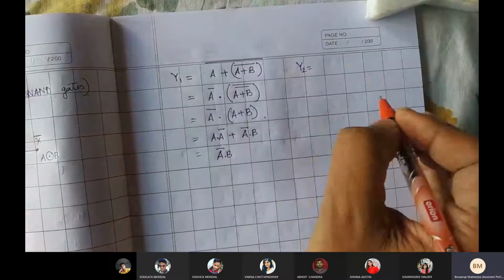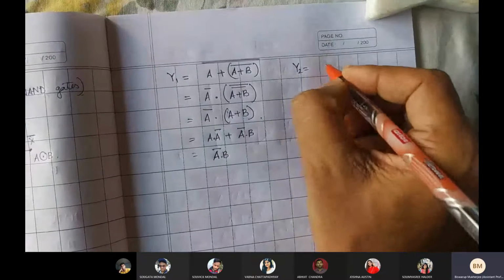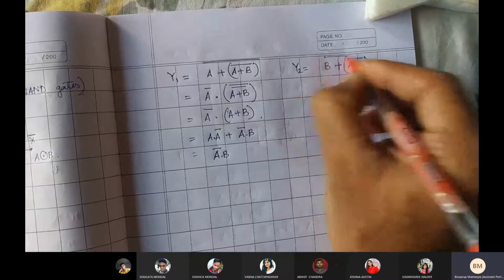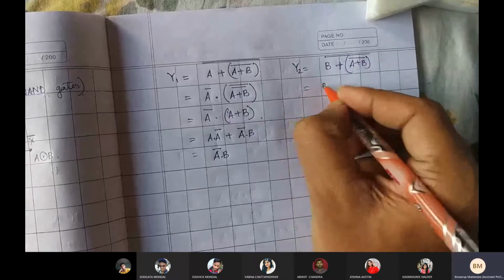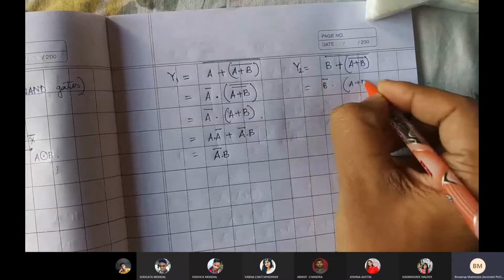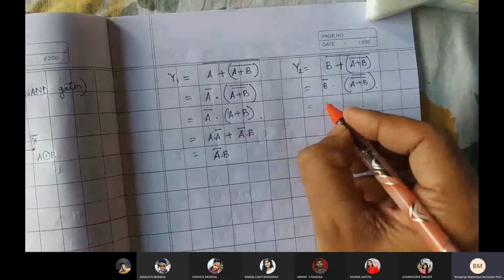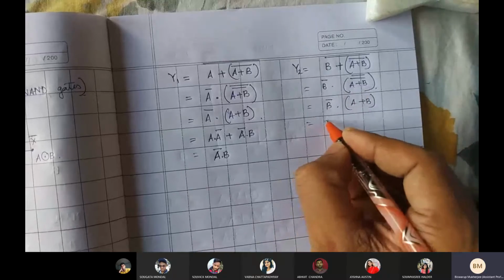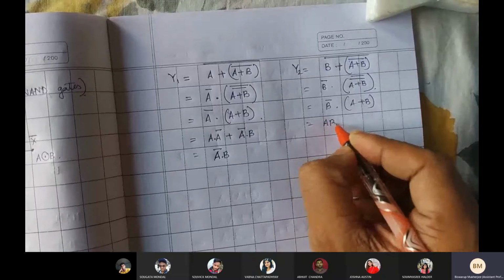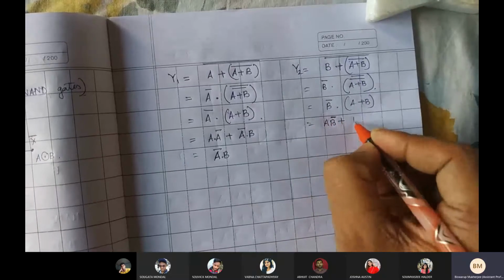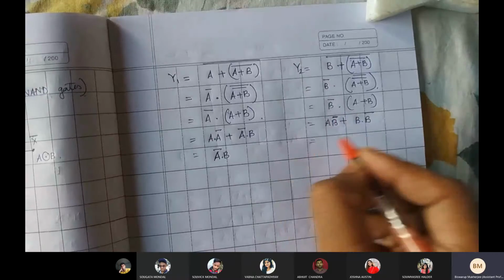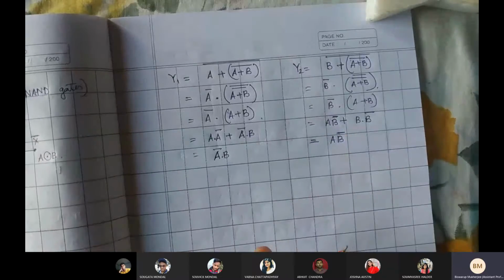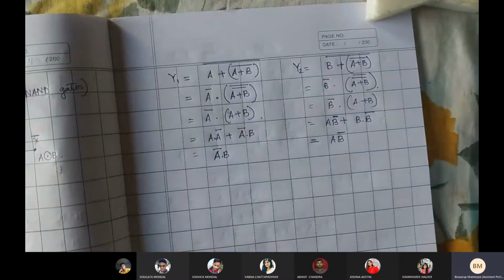Y2 can also be found. Y2 is B plus (A plus B whole complement), total complement. So again, it can be written as B complement dot (A plus B double complement), which is B complement dot (A plus B). So similarly, we can write this as A B complement plus B dot B bar, right? So B dot B bar will go to 0. So the rest of the value is A dot B complement. So these two are actually Y1 and Y2.